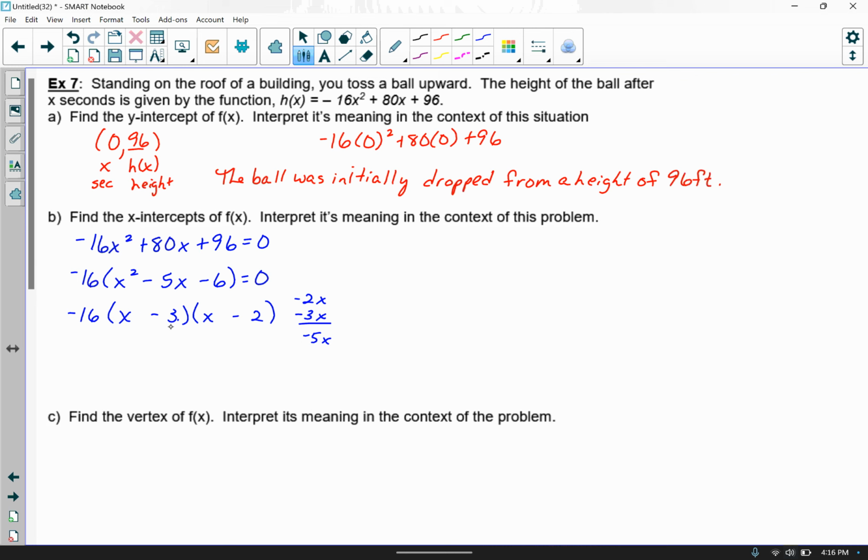This is why I always encourage you to do that last double check. Negative 3 times negative 2 gives you a positive 6. So while you're getting the negative 5 in the center, you're not getting the positive 6 at the end. So 3 and 2 won't work. Swapping it's not going to do me any good.